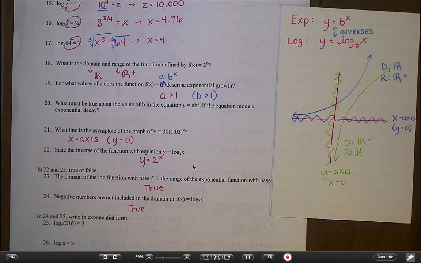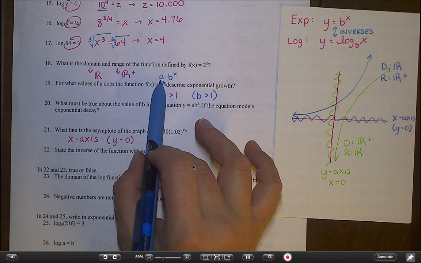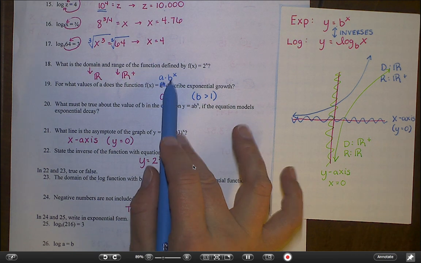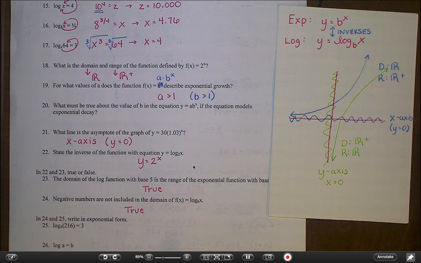Okay? I don't think it would bother me so much if they had used a totally different letter, but a is usually what we use for the initial value. And that doesn't affect whether it's growth or decay. You can start at any number and grow or decay. But the growth factor is the one that has the x on it, and that's where you want to make sure that you're looking at growth versus decay.